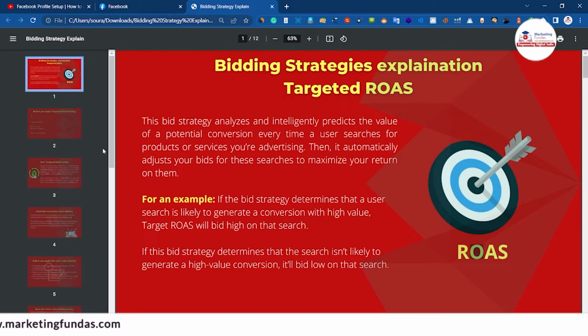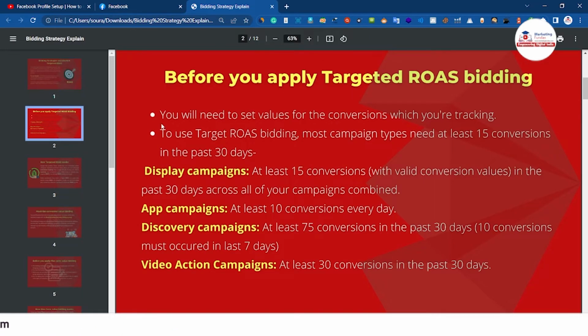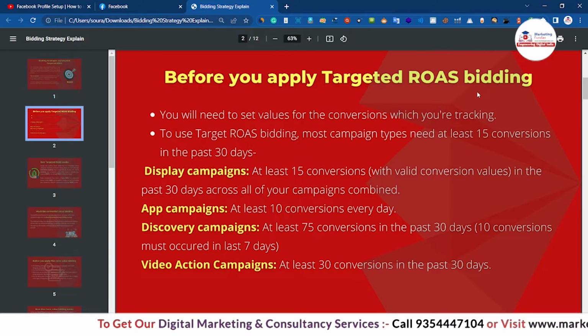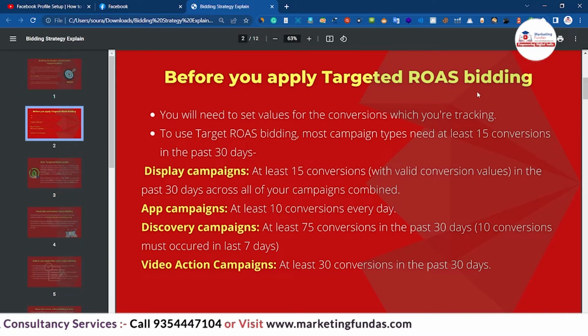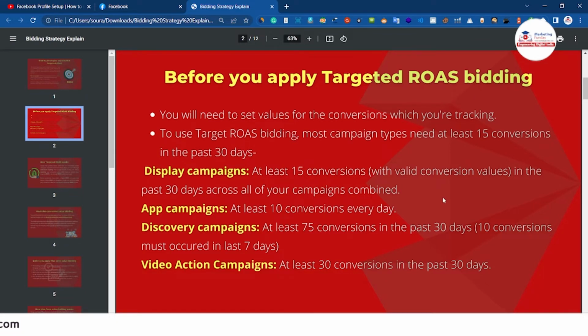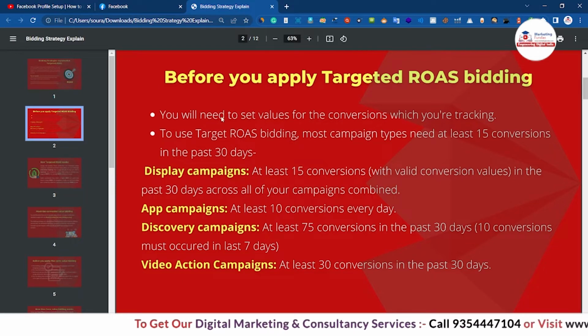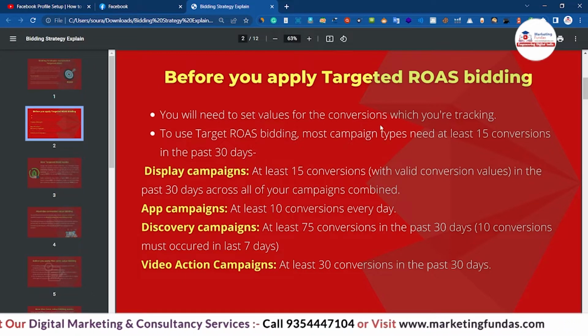Now, let's go to the next slide. Here it says before you apply targeted ROAS bidding strategy. Well, before applying targeted ROAS bidding strategy, there is a protocol which you have to follow. You can't just run targeted ROAS from the next morning of your campaign. There are a few steps you need to keep in mind. And the first step is you will need to set values for the conversion which you are tracking.